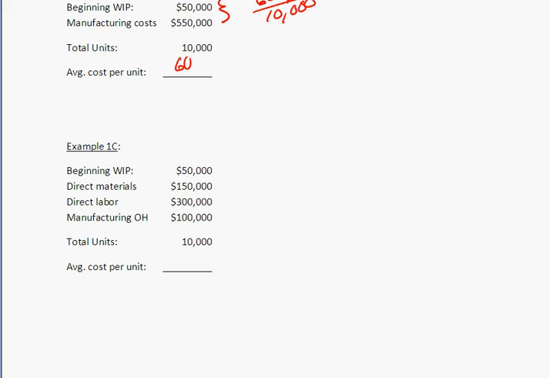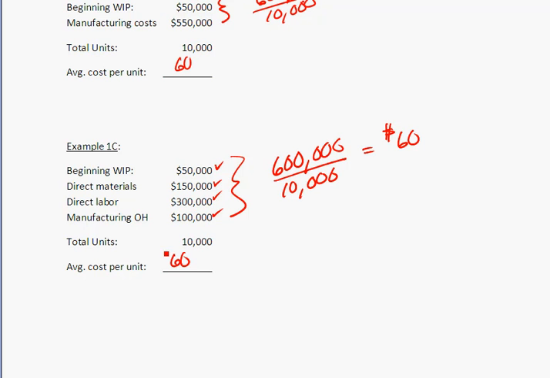Instead of having one cost number, we're going to have beginning work in process of $50,000. We're going to add $150,000 in direct materials, $300,000 in direct labor, and $100,000 in manufacturing overhead, for a total manufacturing cost of $600,000. And again, if we produced 10,000 units, not surprisingly, our cost per equivalent unit is still what? $60 per unit.